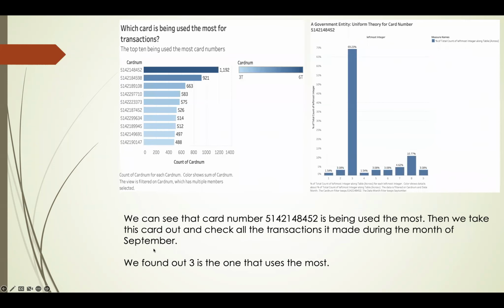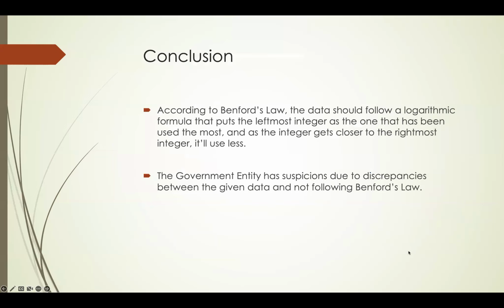And from these two charts, we can see that card number 51421485452 is being used the most. Then we take this card out and check all the transactions made during the month of September. We found that 3, March, is the one that has been used the most.